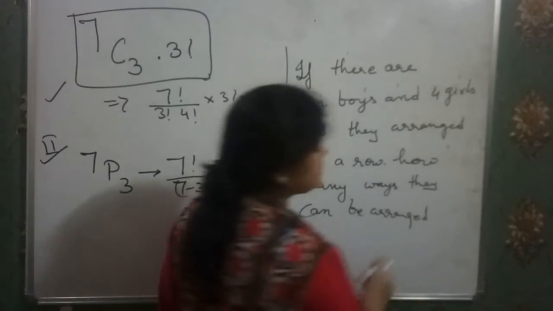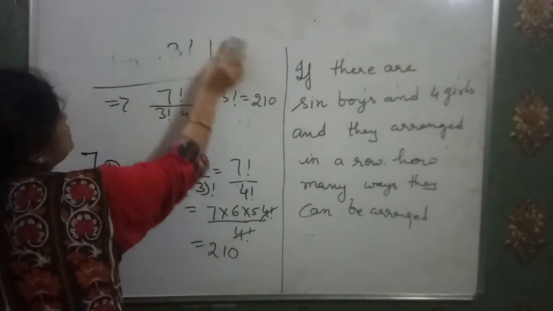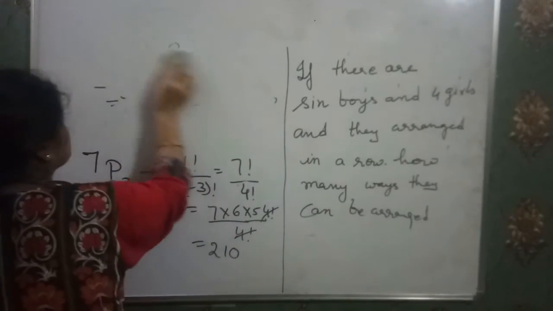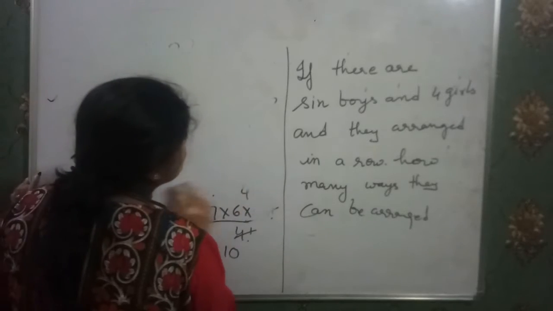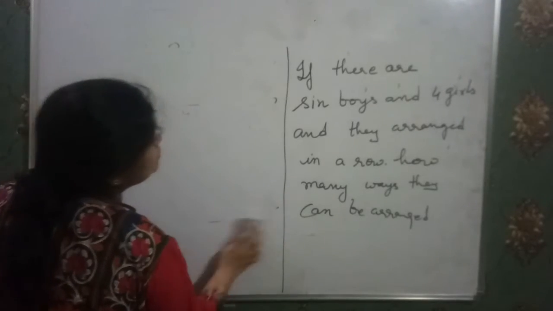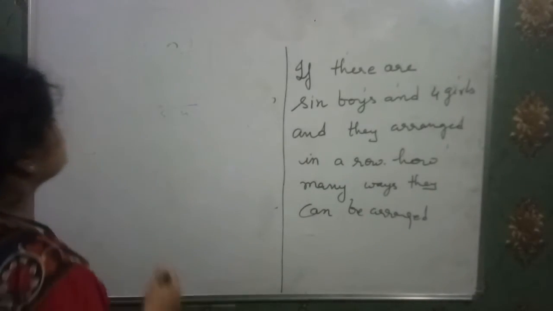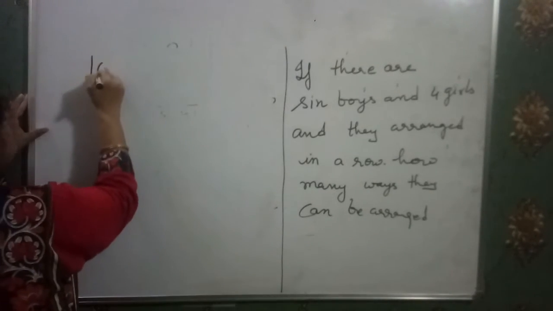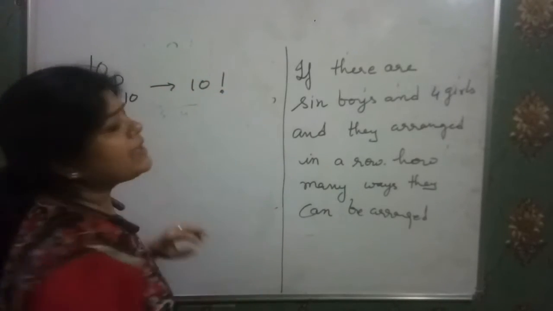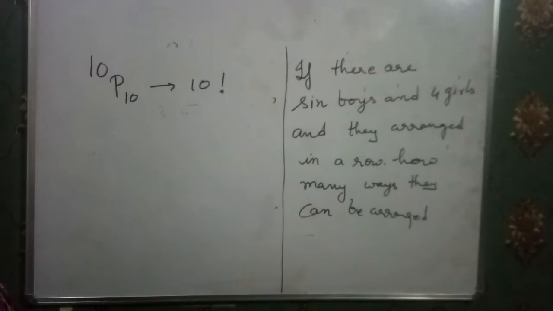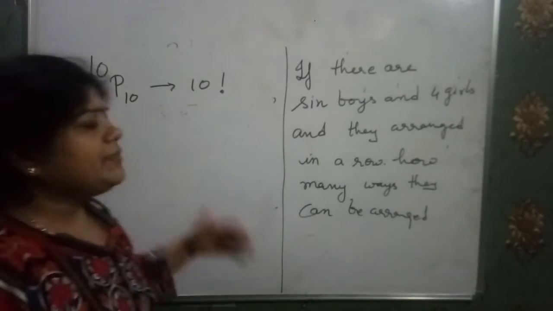Clear? In this way we have a question. Now, what's the answer? We see how many total students there are. We have 10 students. So our answer is 10P10, that means factorial 10. We have to do nothing more, because the 10 students can take any places.